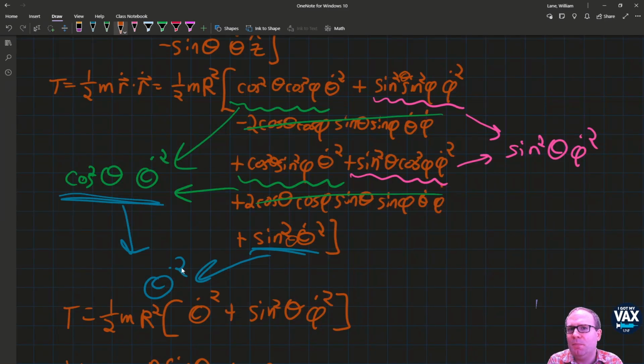There might be a simpler way to do that using spherical coordinates. I just always jump into the Cartesian because the hats are consistent. You can also do this with spherical coordinates if you're willing to take a time derivative of the unit vectors themselves.